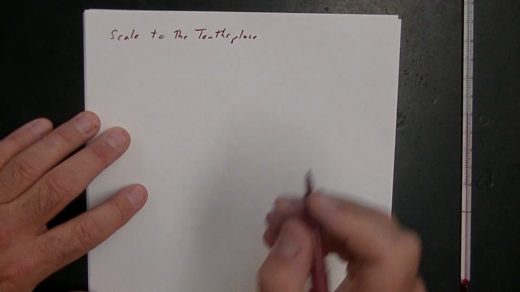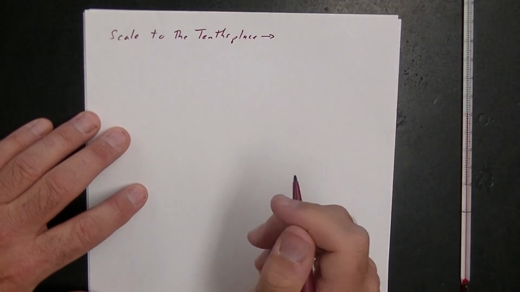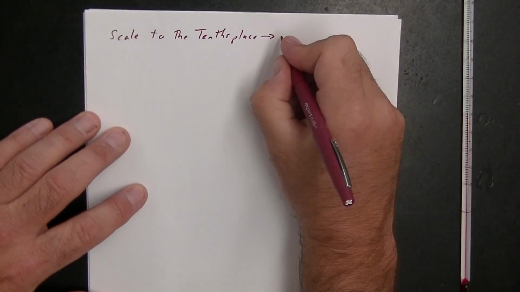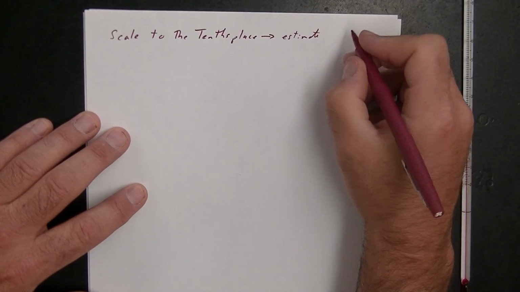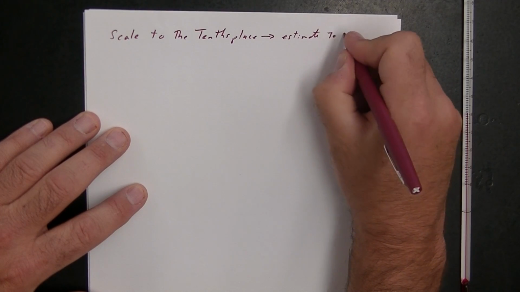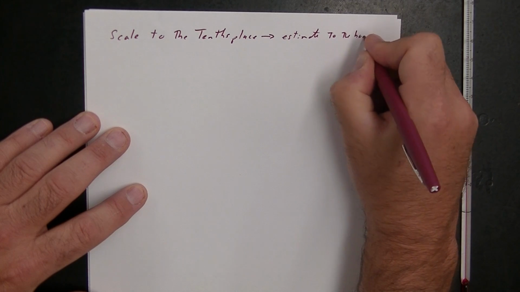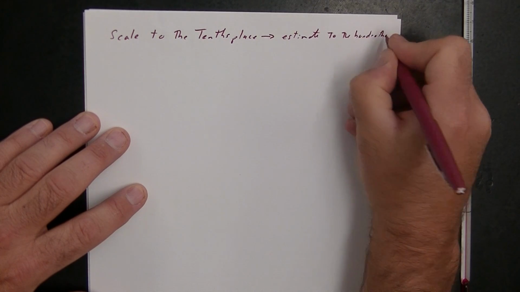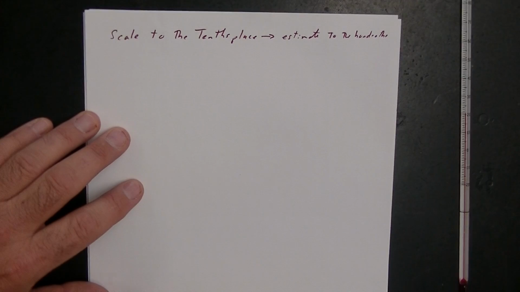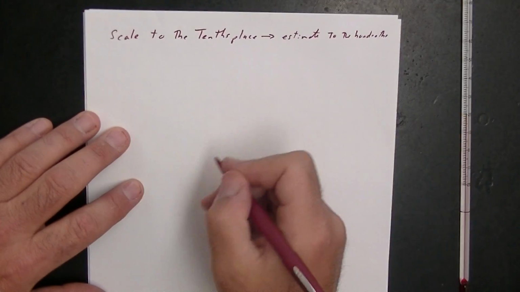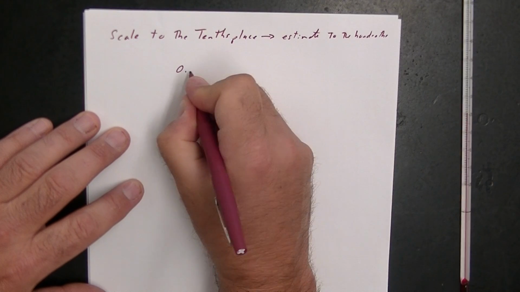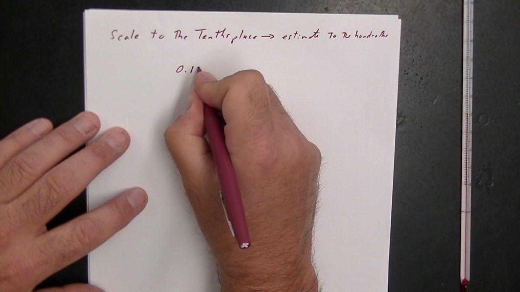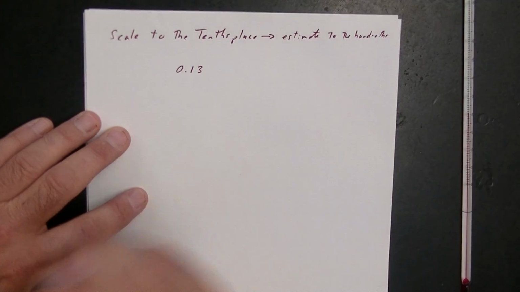We would read that burette, we would estimate to the hundredths place. So let's say we did a measurement and we came up with 0.13 and our units.